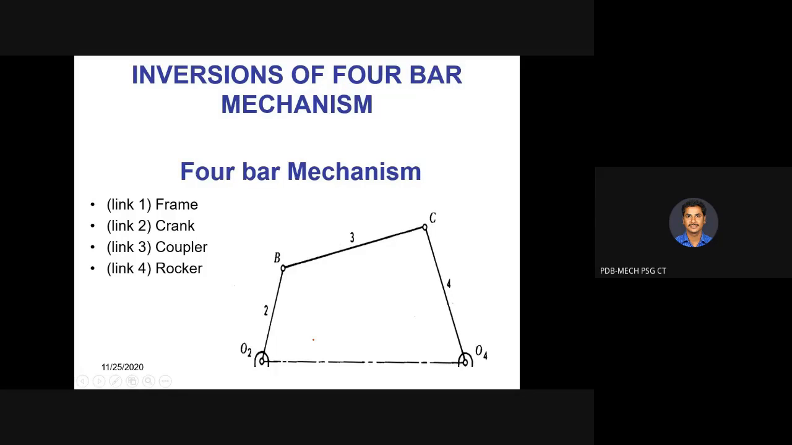Now we move on to the inversions of the 4-bar mechanism. Hope you know what is meant by a 4-bar mechanism, correct? How many links are there in a 4-bar mechanism? 4, sir. The first one is the frame. So link 1 is your frame, and this is your crank.